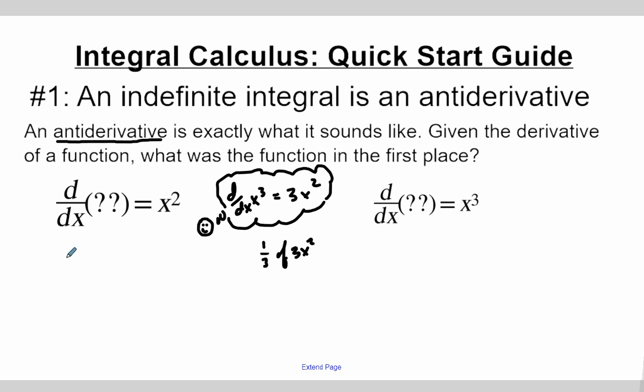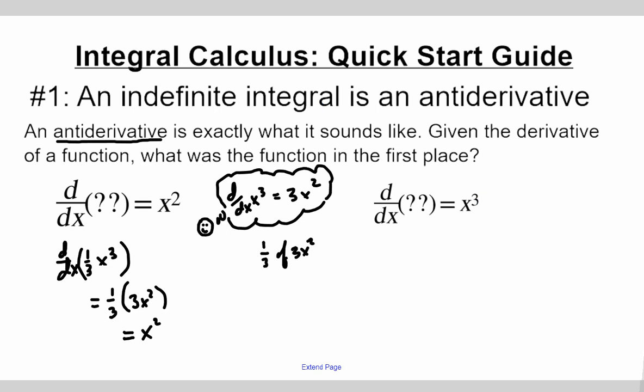So the derivative would have to be of the function 1/3 times x cubed, so that I would be assured of getting the derivative 1/3 of 3x squared, giving me 1x to the second.